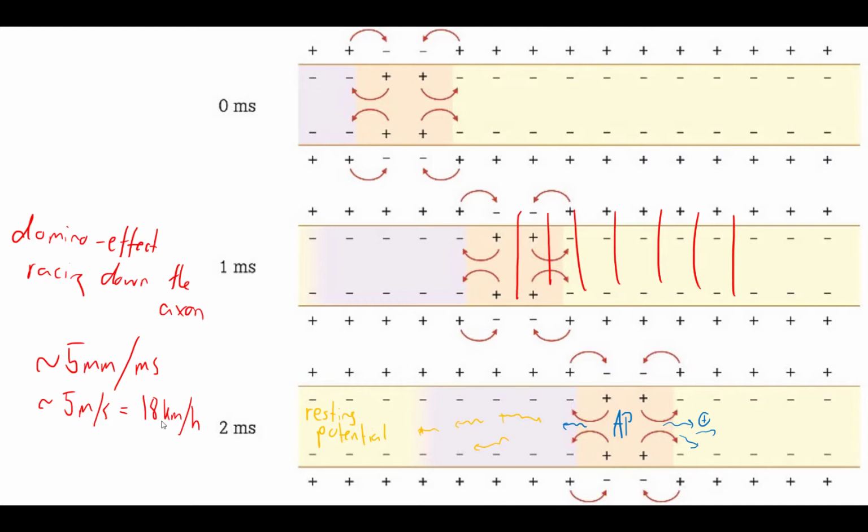But in fact, it's not fast enough for many of our applications. So we, especially us mammals, have a trick to make this much faster, because what we've described here is what we call just continuous transmission.